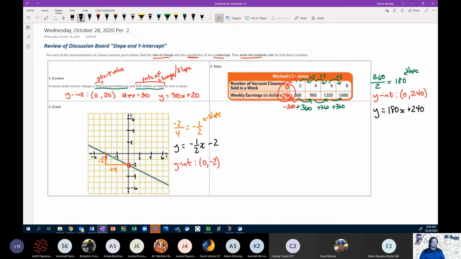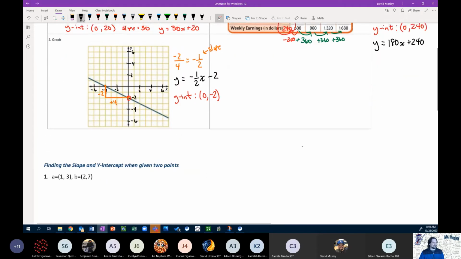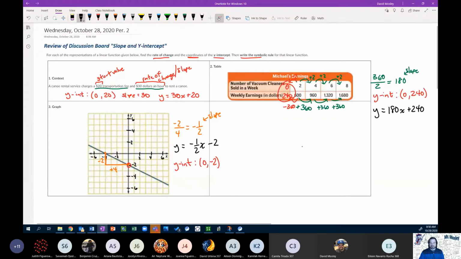So using each of these three representations, a context, a table, and a graph, we can find the slope, y-intercept, and then find the rule. Because all I need to write the rule is the slope and y-intercept. I don't need any other information. Any questions? No? Okay. Does anyone need a minute to write anything down?